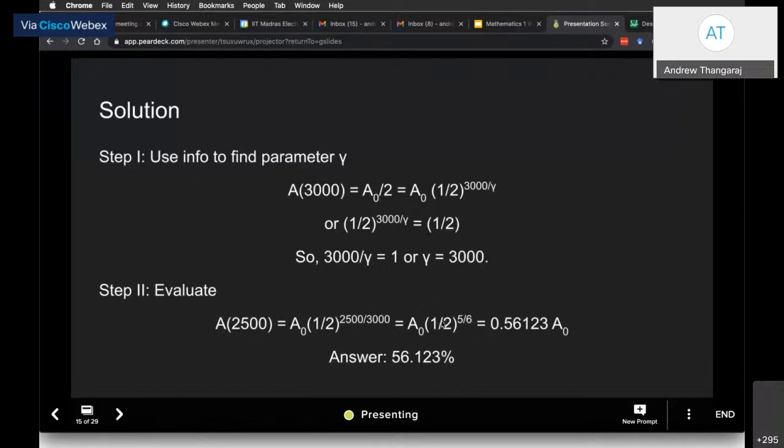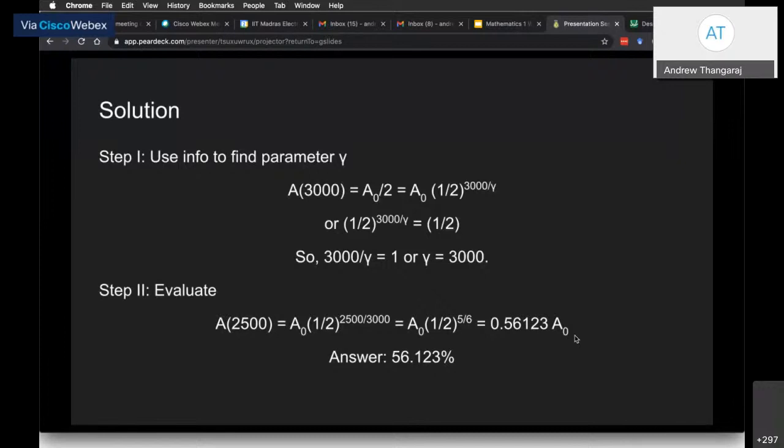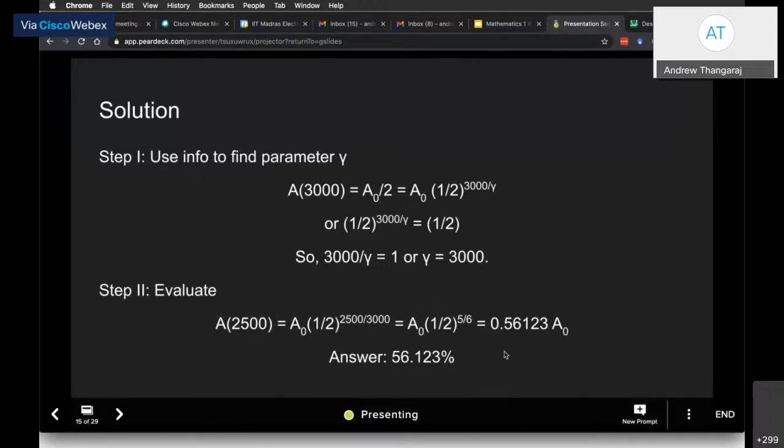How do you evaluate half power 5 by 6? You have to use the calculator. All of you know how to use the calculator in TCS iON centers, right? They have a wonderfully powerful calculator. So you put in 0.5 raised to the power 5 by 6. You will get 0.56123 A naught. Is that okay? I know the calculator is not wonderful, unfortunately, but we have to live with what's available to us. So 56.123 is the percentage.